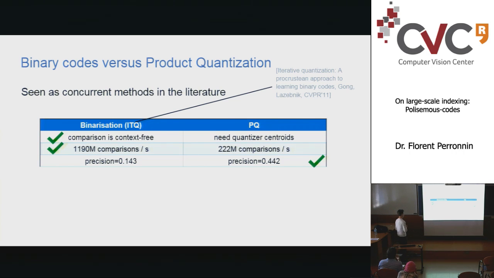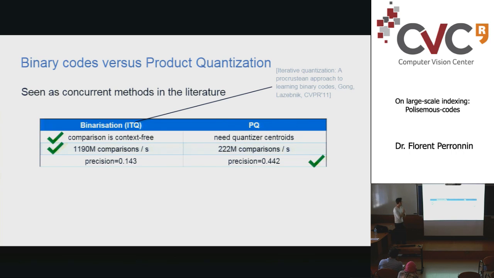Okay. So here I could have put LSH. Here I put ITQ, which is a much improved version of LSH. All these binarization techniques, so here comparison is context-free, meaning that for the comparison, you don't need any external data. You just have your two binary vectors and you compare them, so you don't need any extra memory.